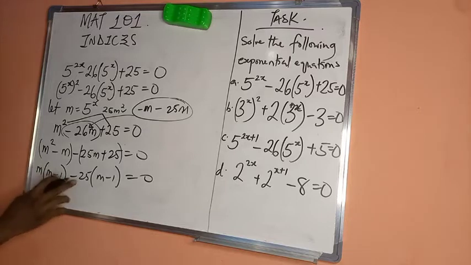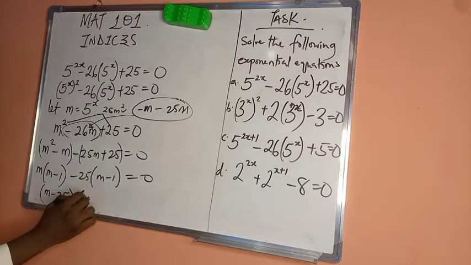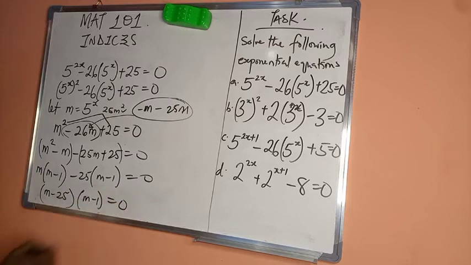All right, we pick this and pick this. We pick m and pick minus 25. That's m minus 25. I'll pick one of these. Since they are twin, just pick one, okay? That's m minus 1 equals to 0. You see, we are back to what we would have gotten initially, just like that, okay? All right. These are the two factors.